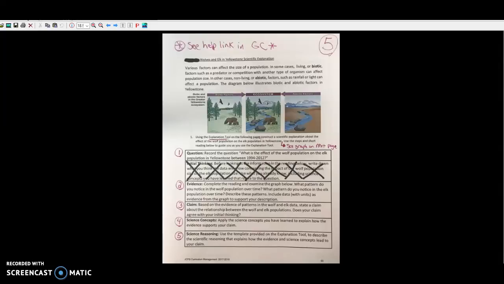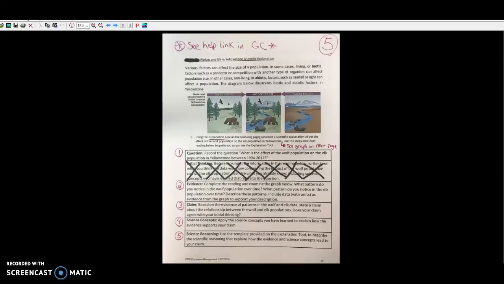I'm going to let you do that now. Just pause the video. All right, so I'm going to assume you've read the top part of the page. And basically, under number 1, it says, using the explanation tool on the following pages, construct a scientific explanation about the effect the wolf populations have on the elk population in Yellowstone. And you're going to look at a graph. It says see graph on next page. And then use the steps and short reading below to guide you as you use this explanation tool.